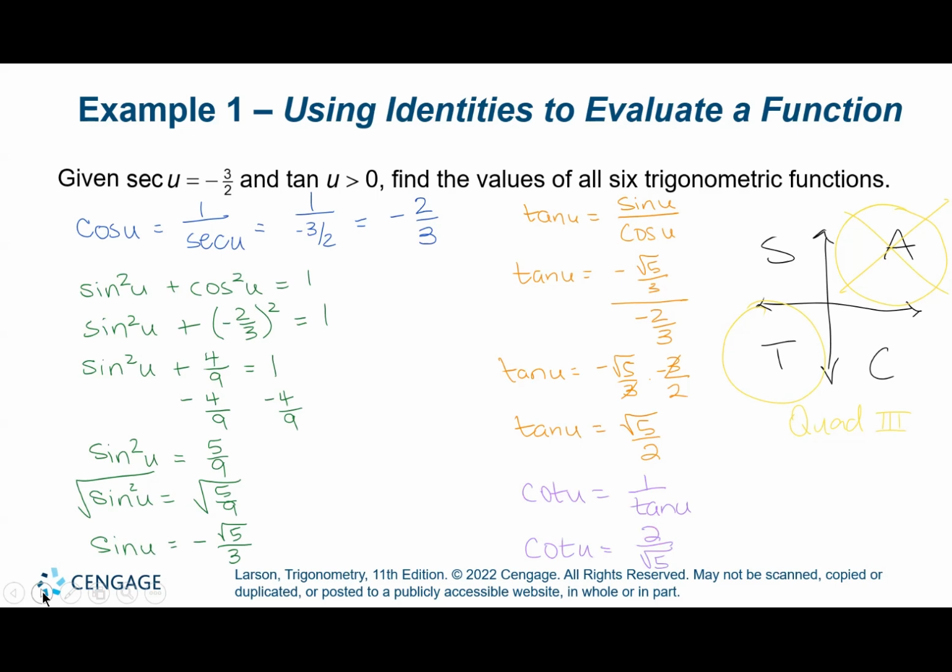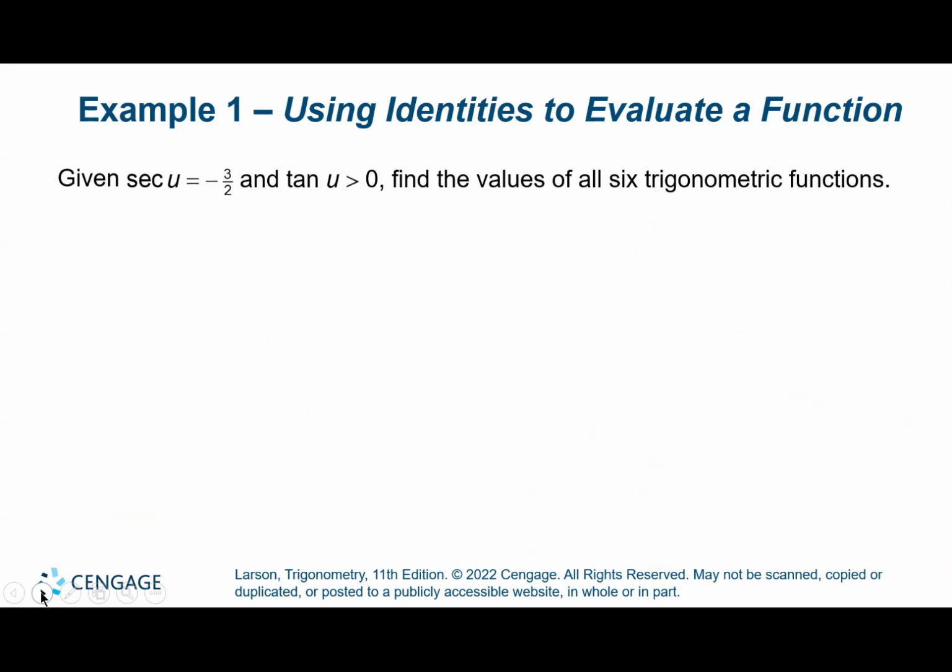Okay, we got cosecant. Cosecant is 1 over sine. And we already found sine, so I'm just going to put that in place of sine in this identity. So negative square root 5/3. Or you could also just flip it. So cosecant of this angle is still -3 over square root 5.